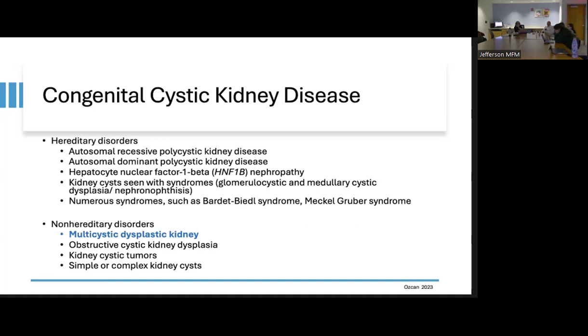Just of note, we'll get into it in more detail, but the ciliopathies comprise the most common hereditary etiology for hyperechoic or polycystic kidneys, and autosomal recessive and autosomal dominant polycystic kidney disease are the most common ciliopathies.